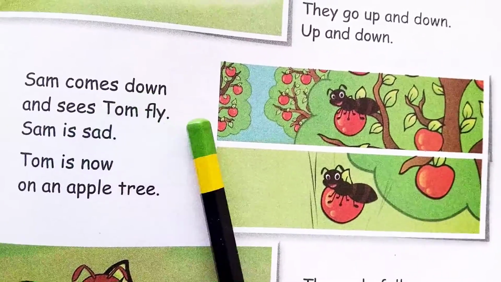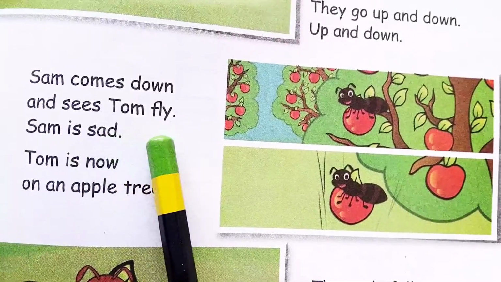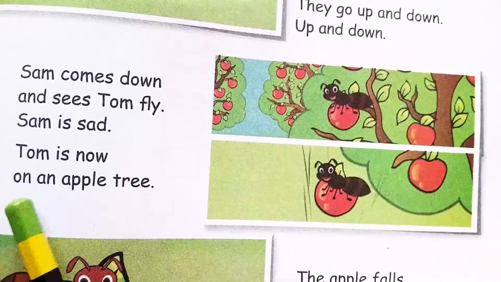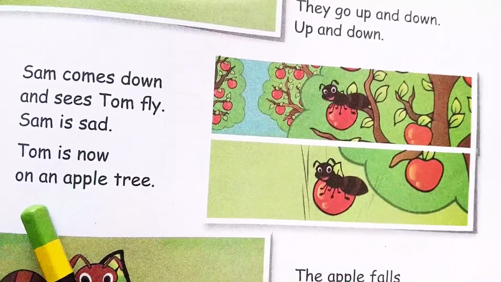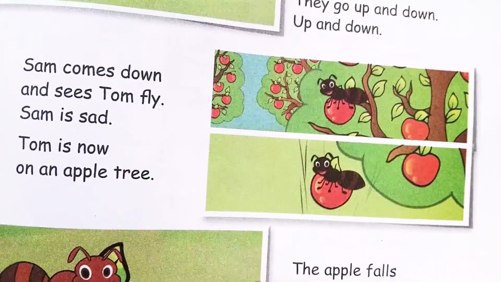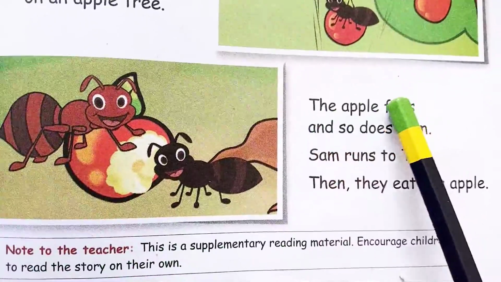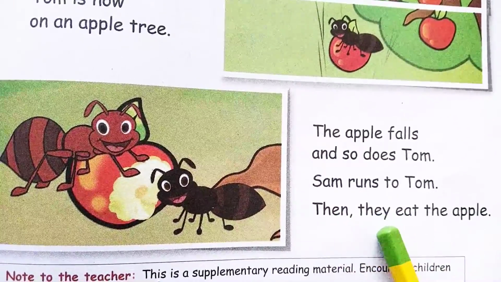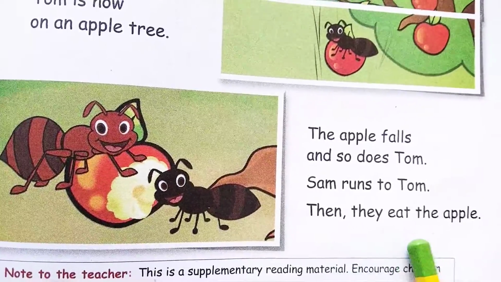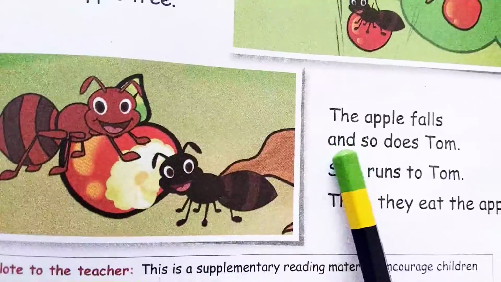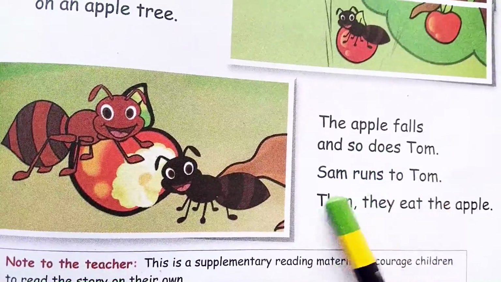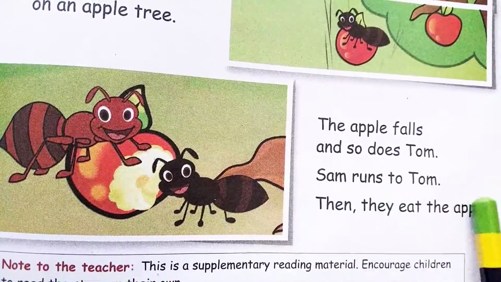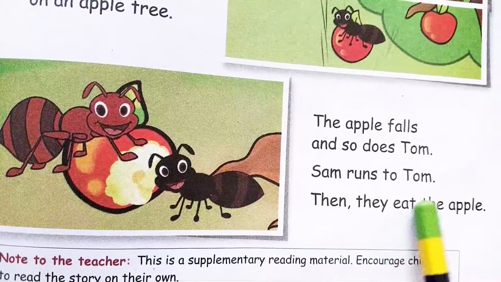Sam comes down and sees Tom fight. Sam is sad. Tom is now on an apple tree. The apple falls and so does Tom. Sam runs to Tom. Then they eat the apple.